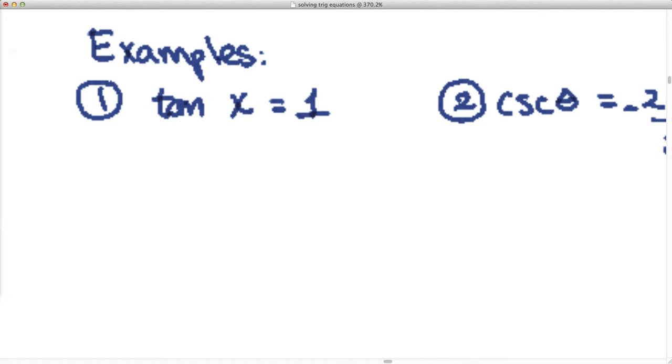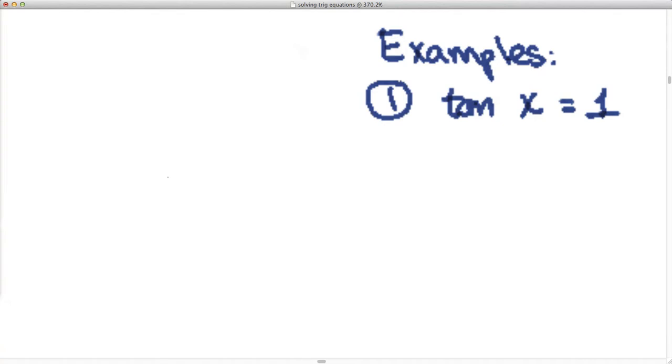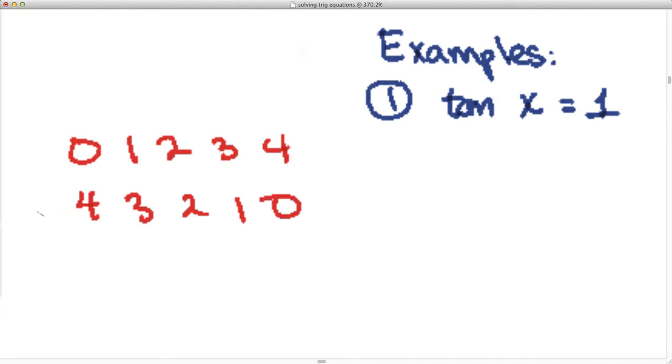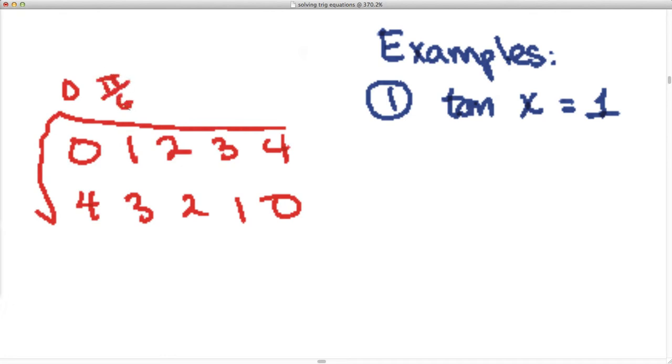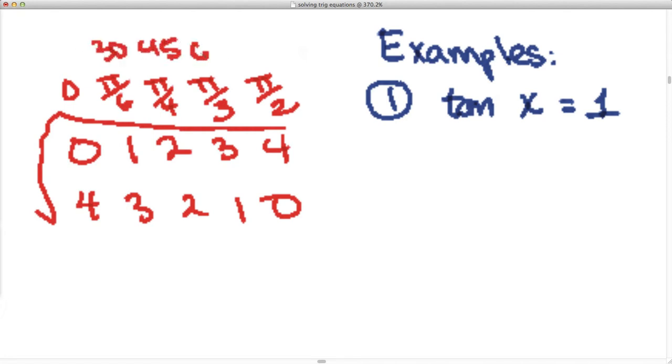What I recommend you do at the beginning of these things is go off to the side and just write your chart. So you should be able to count to 4 by now, hopefully, and work your way back down. And this is going to be 0. If we're doing radian measures, it starts with pi over 6 and works your way down to pi over 2. If we're doing degrees, this one's 30, 45, 60, and 90. Okay, and they're all divided by 2.